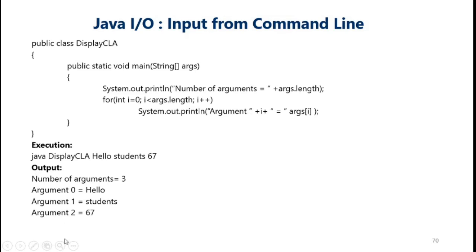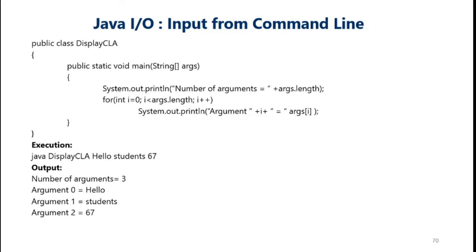If you see the output and execution, see here, java, this is the program name. Now here it is assumed that compilation is done successfully and we are doing execution. So java, this tool is used for execution. DisplayCLA, this is the class name. Then hello is the first argument, students is the second, and 67 is the third argument.